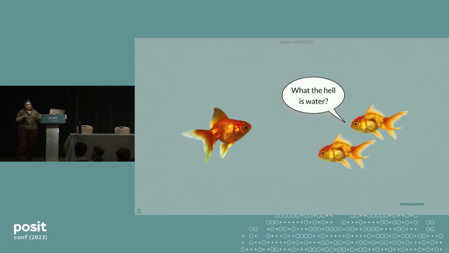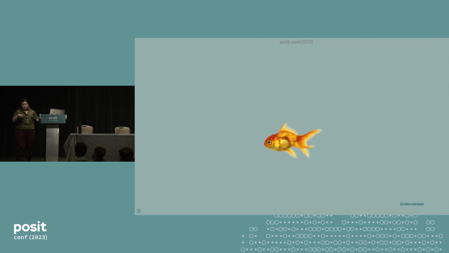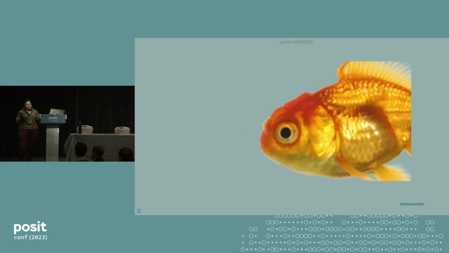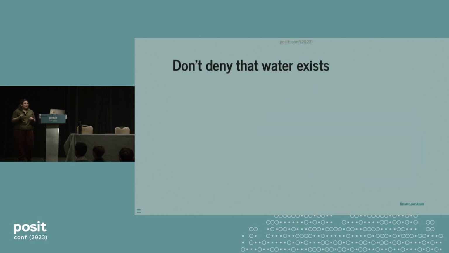And now you need to understand that this fish is having a crisis. They don't know what they've been living in their entire life. What does it mean to be surrounded by this thing constantly, all the time? And why am I just now being told that there's water? So this fish is having a struggle. And you don't need to be an anxious fish. Don't deny that water exists.